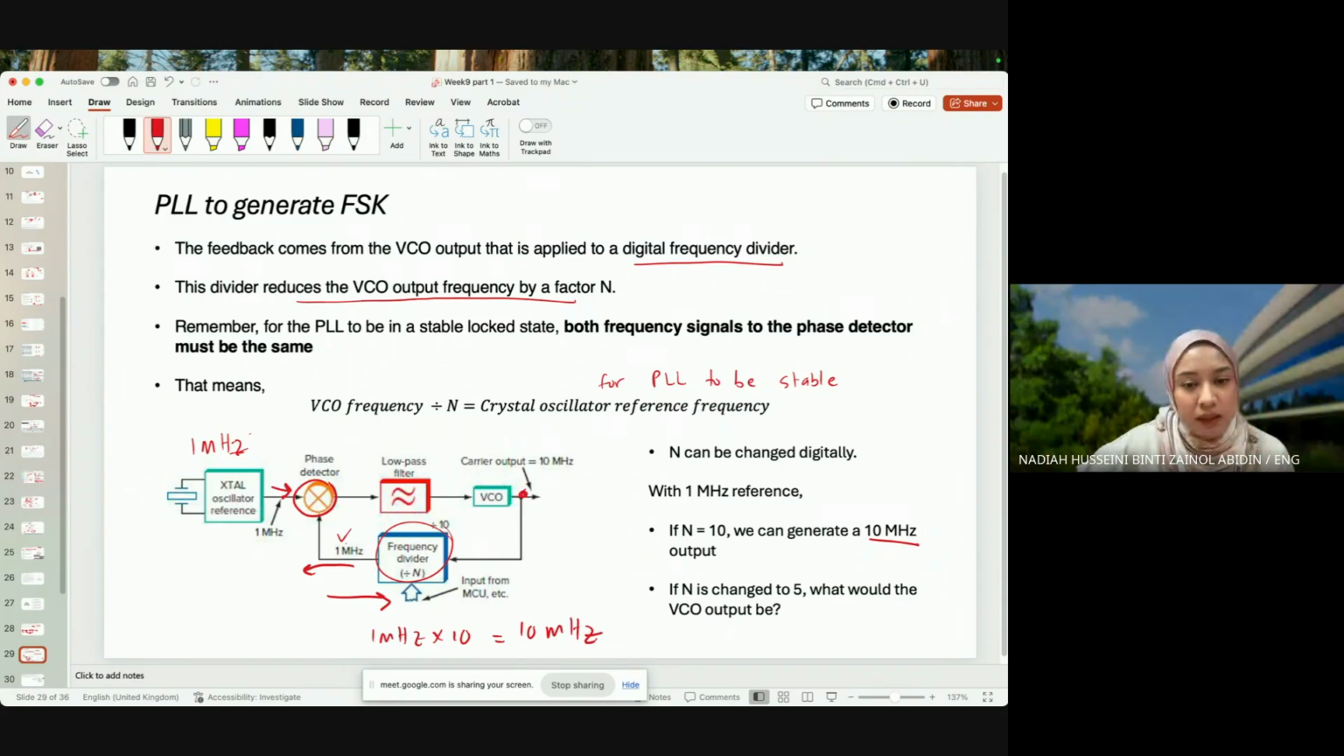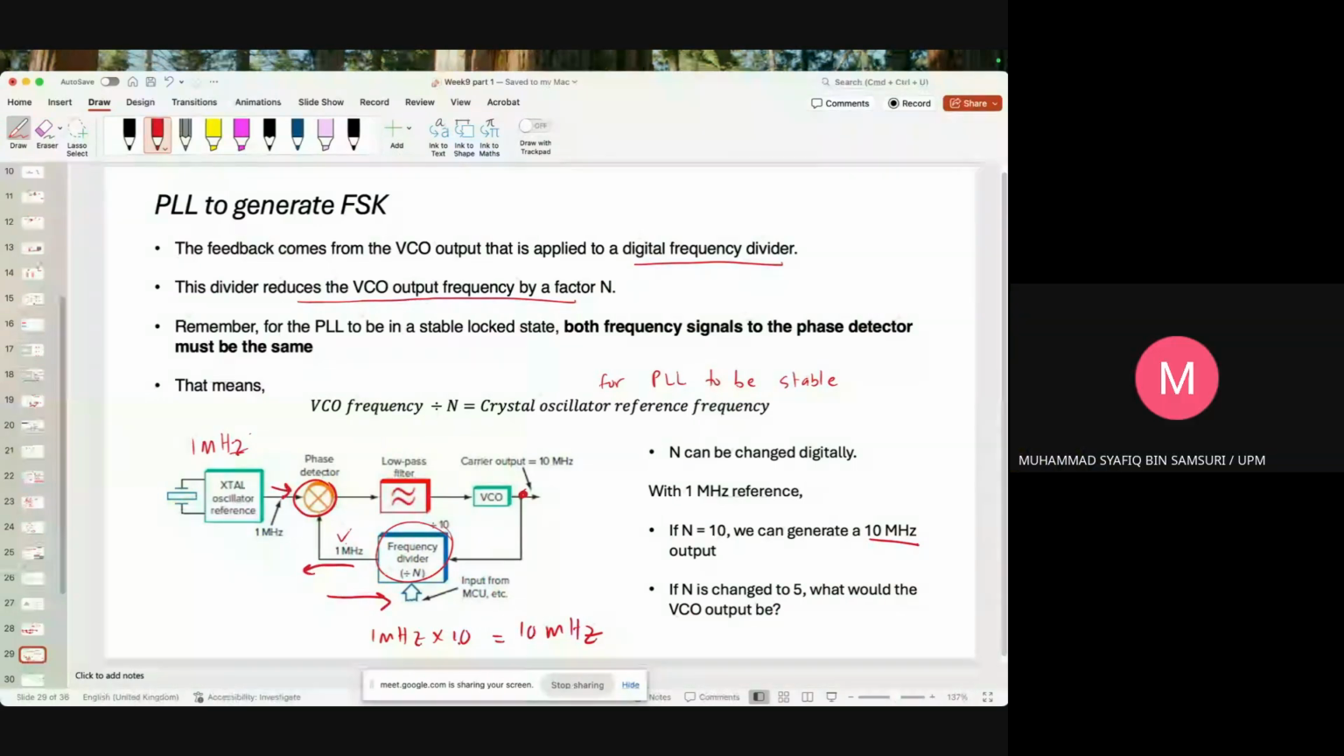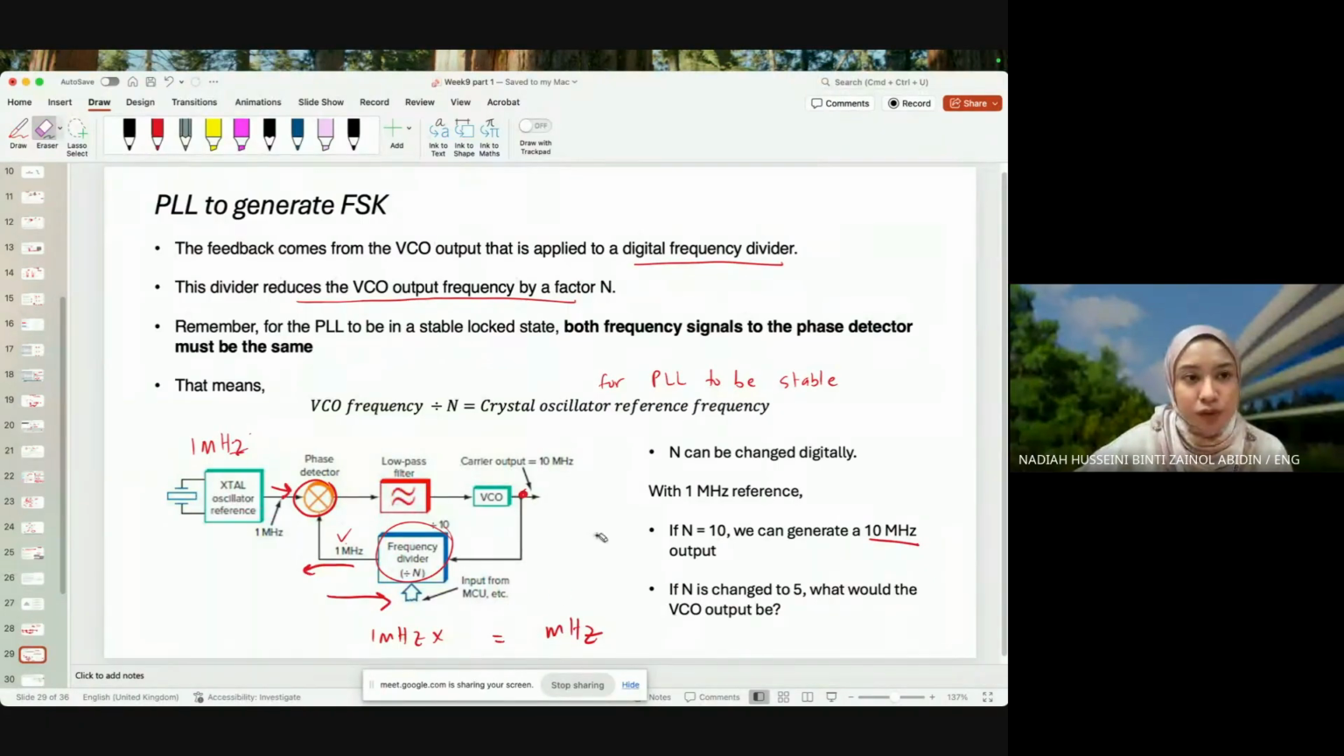This is how I can know what my output at the VCO is. If I change my N, the output will also change. So if N is changed to 5, what would the VCO output be? 5 megahertz, yes. It's going to be 5 megahertz. So that is how you tune the frequency using the crystal oscillator. Why is it important to use the crystal oscillator? Because it is very stable compared to a tuned circuit. That is why people keep using it.